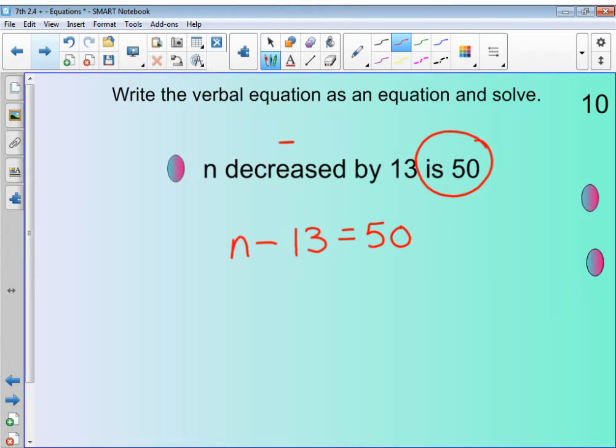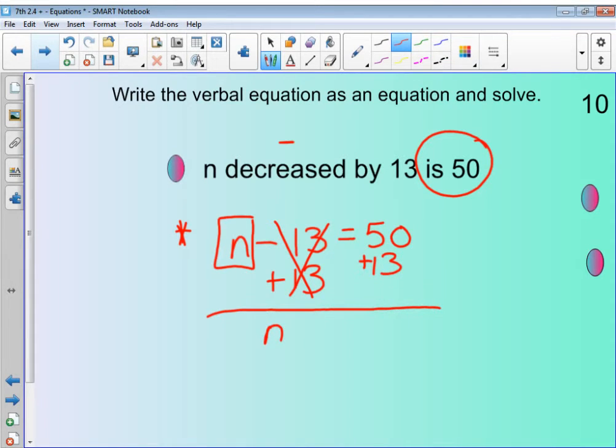Okay, so now you're going to go through and solve for N. So I want to get N by itself, right? So right now it's a minus 13. The opposite is plus 13. So I'm showing my steps now. I had my original equation, and now I'm showing the steps of solving it. So plus 13. N equals 50 plus 13 is 63. Okay, there's my second part of the process, giving the final answer.